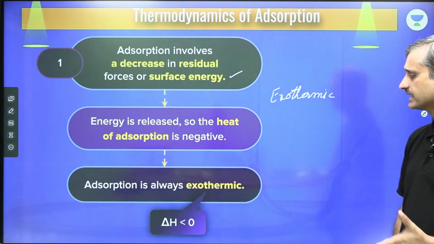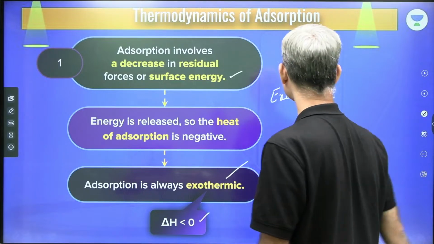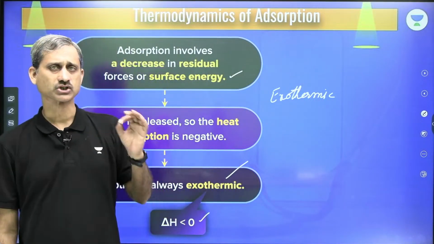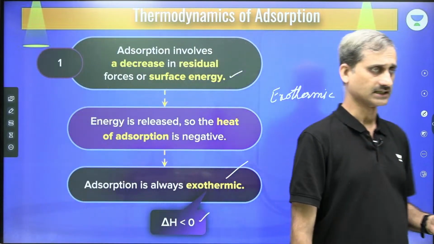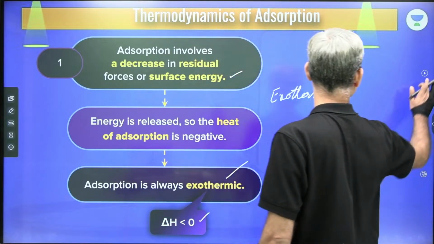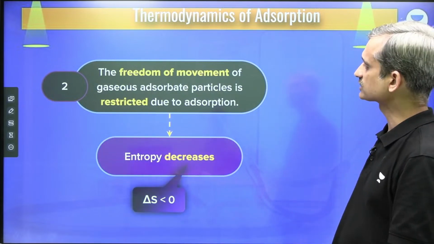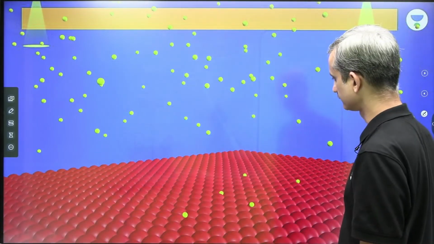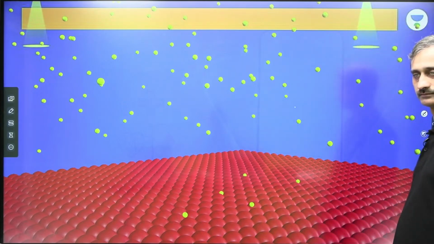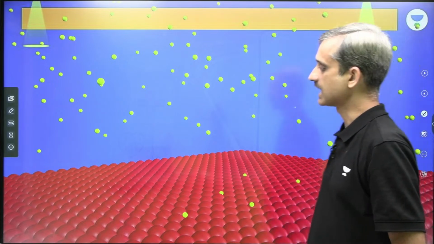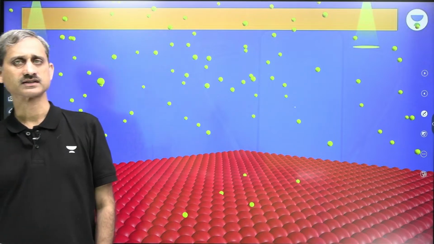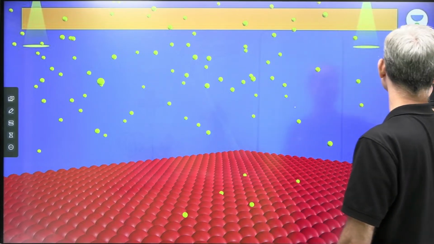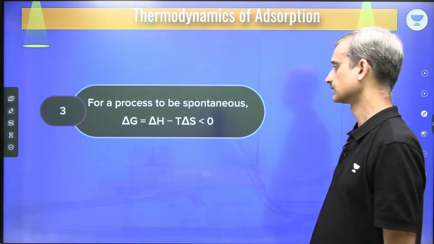Now, adsorption is always exothermic. That is written in NCERT. So, delta H for adsorption is always negative, and with the same phenomenon we can say that adsorption is always delta S negative. That is, it's always entropy non-favored. The freedom of movement of gaseous adsorbate particles is restricted due to adsorption, so entropy decreases. Delta S is less than 0, that is, delta S is negative. The particles stick to the surface, and when they stick to the surface, they decrease the entropy of the system. The free moving particle number has decreased, and as it decreases, the adsorption becomes entropy non-favored. Clear?